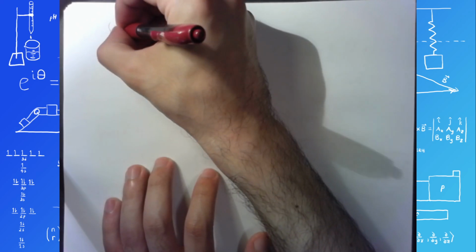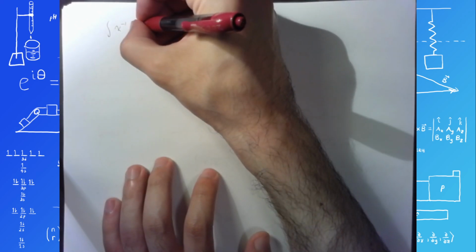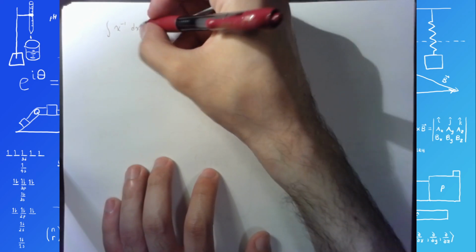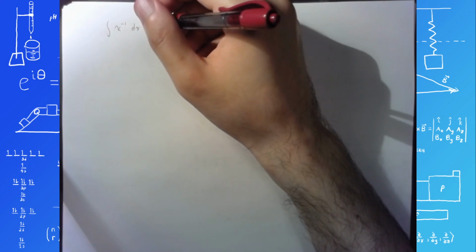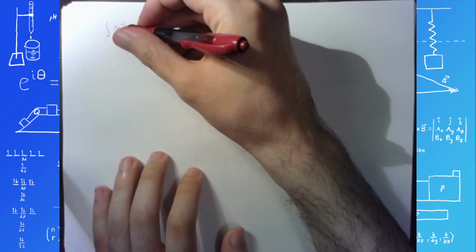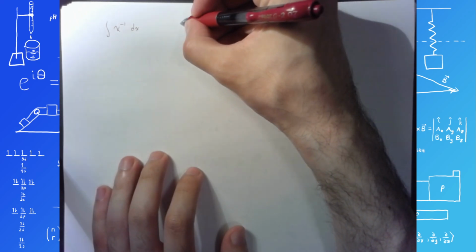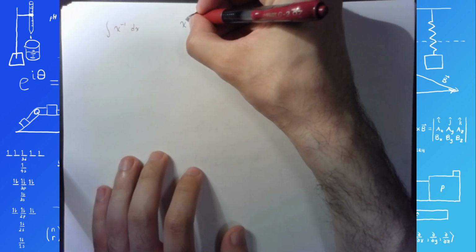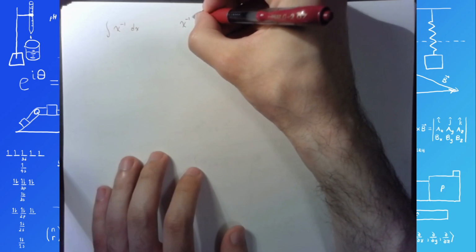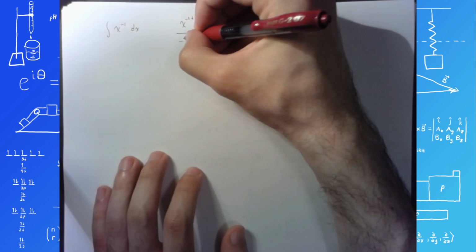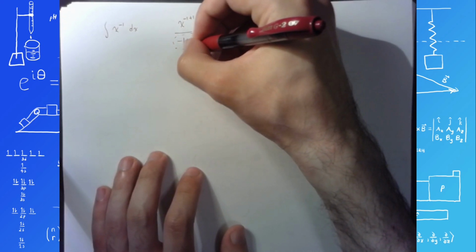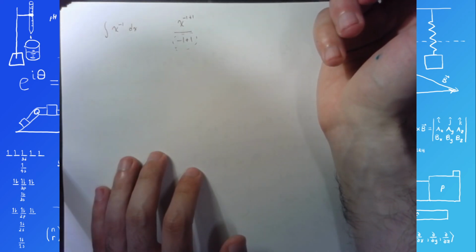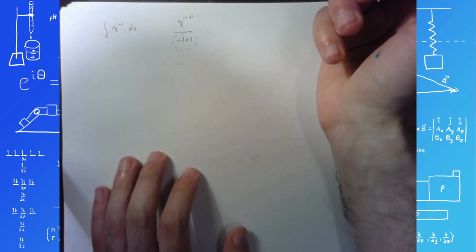The integral of x to the negative 1 does not follow the power rule. If you try the power rule on it, here's what you're going to get. X to the negative 1 plus 1 over negative 1 plus 1. Do you see the issue? Division by 0. That doesn't look right.